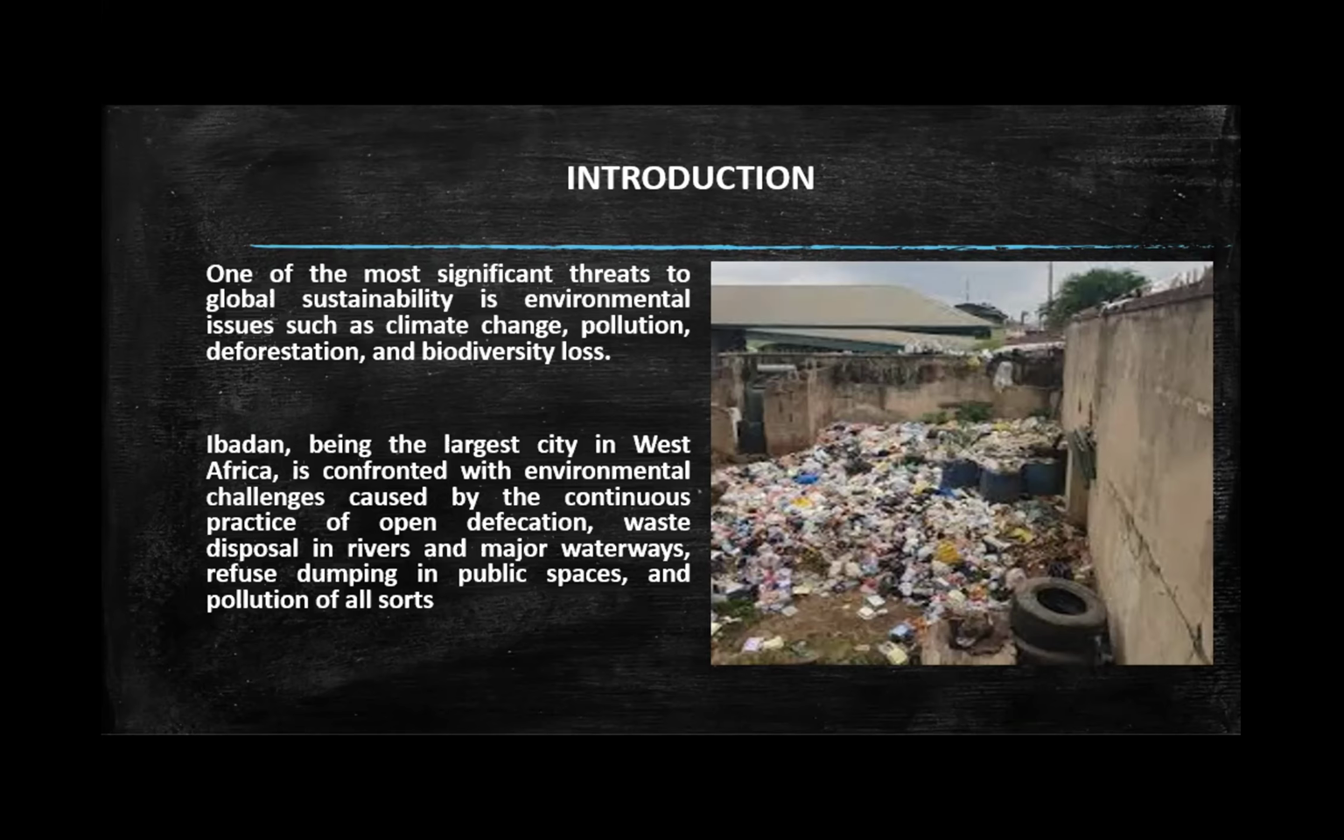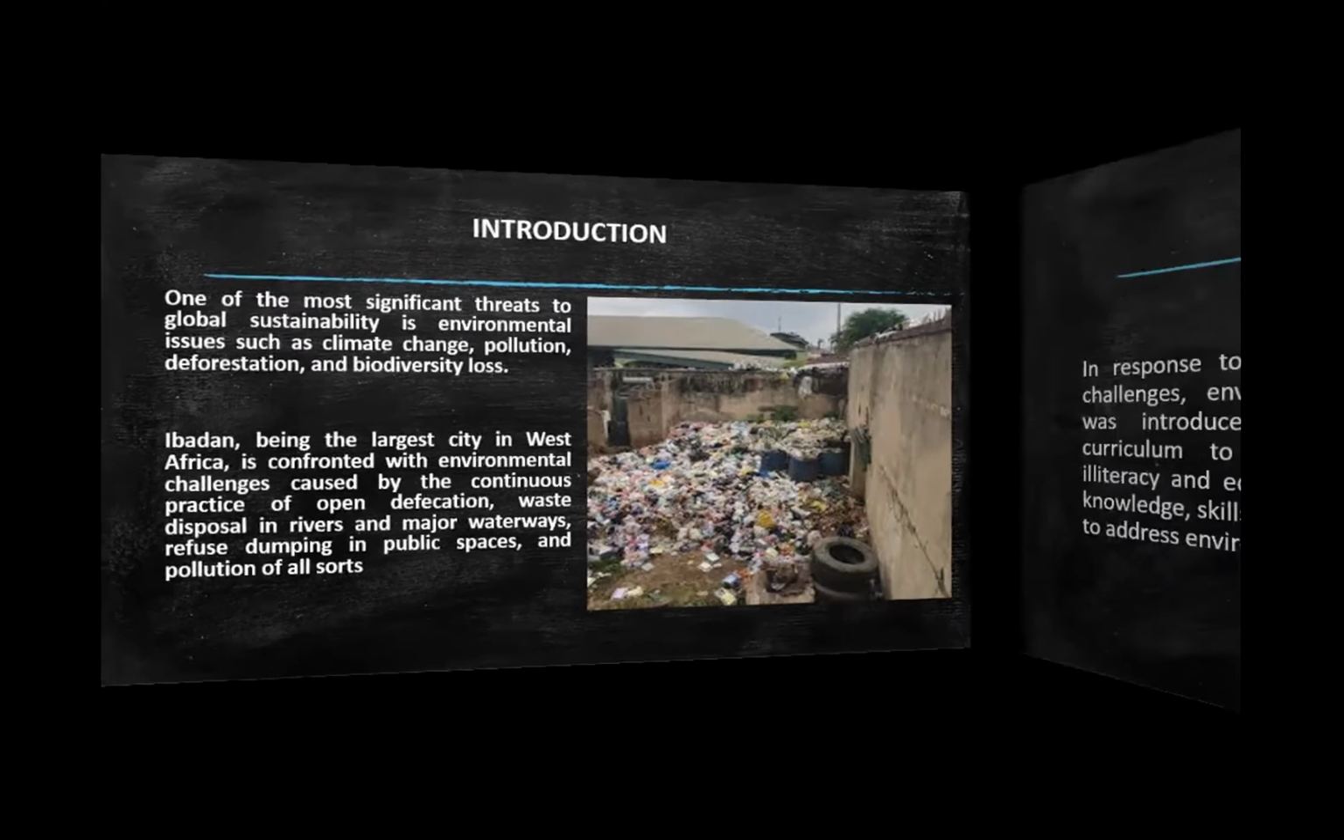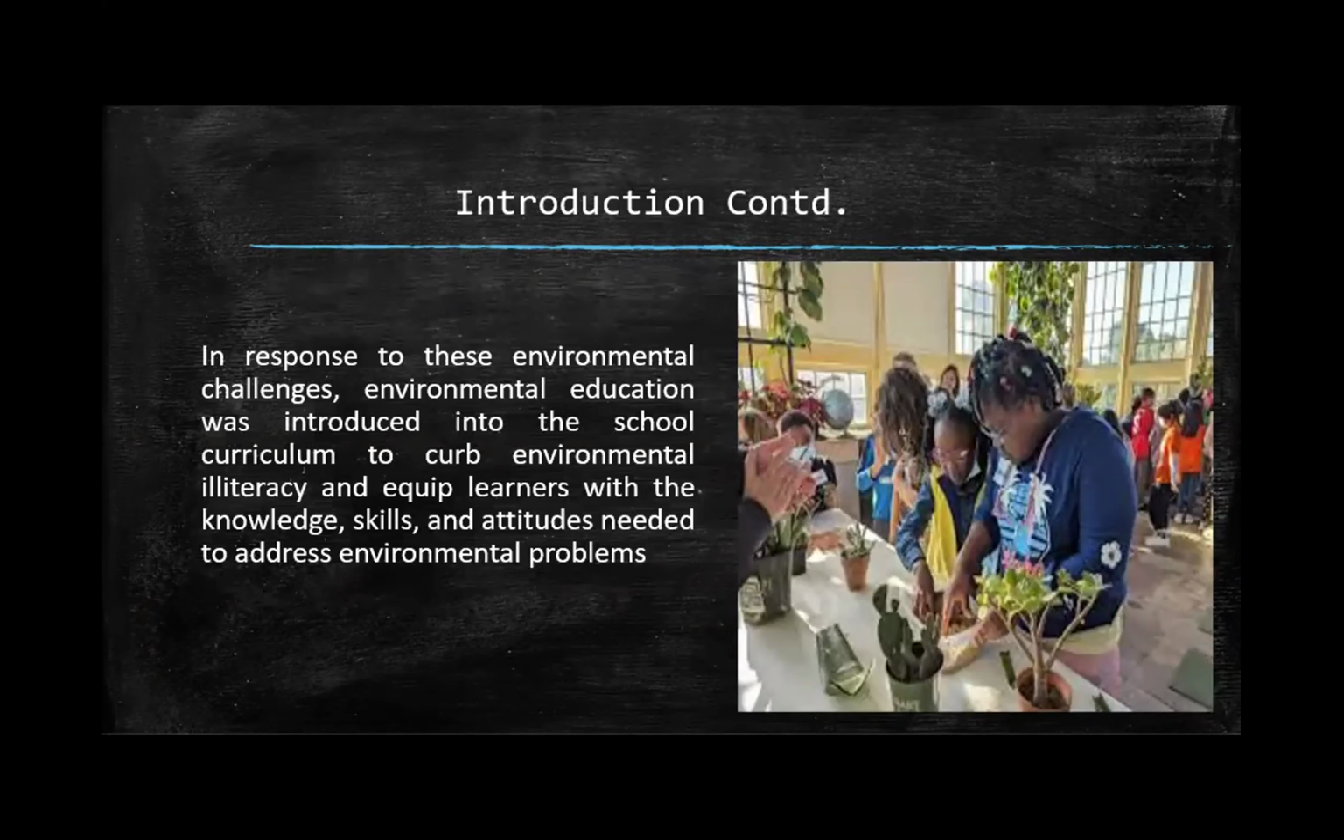And all of this comes from the fact that there is poor knowledge or awareness of what people should do about maintaining proper sanitation in the environment. Over the years, the government has responded by introducing what we all know as environmental education to curb some of these practices. But we found that it has also not been sufficient. What we found was that some issues raised in the curriculum as environmental problems are actually not contextual when we look at the environmental challenges being faced within the Ibadan metropolis.